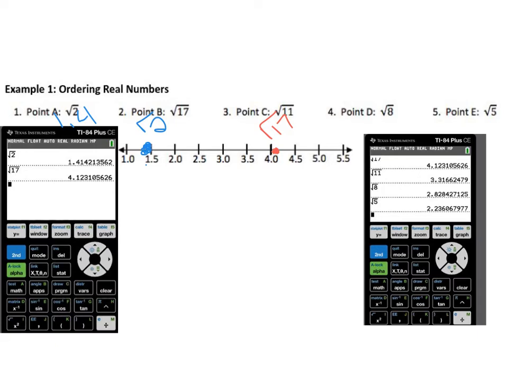We keep looking through, and now we're at square root of 11, which is coming in at 3.3. So that's going to come somewhere in the middle here, which is now the square root of 11. If we look at the square root of 8, that is coming in at 2.8. So that's going to come in somewhere right about there. And point E, square root of 5, that's coming in at 2.2.